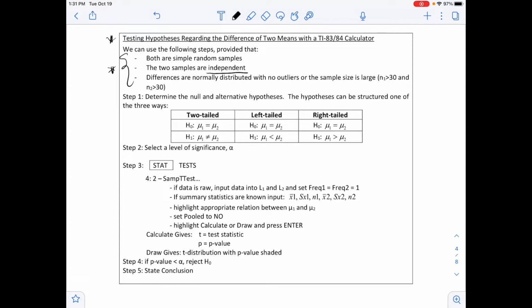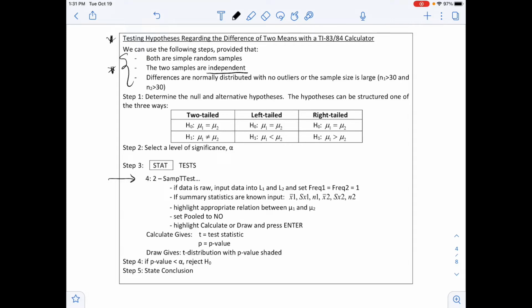Step 1 is determining your null and alternative hypotheses. If you look at the null, they're all the same: mu1 is equal to mu2. Likewise, your alternative depends on if it's a two-tailed, left-tailed, or right-tailed test. Alpha is usually given to us. And then step 3, we go to stat, test, and then to two-samp t-test. Two-samp because we're dealing with two samples, and again, we're using the t-distribution, so it's a t-test.